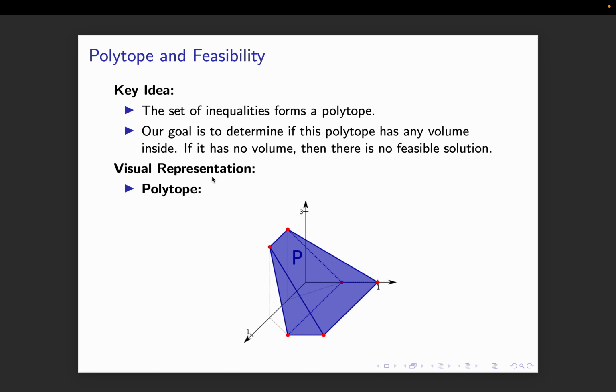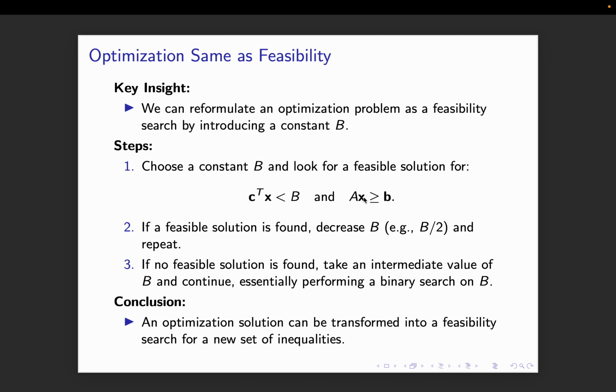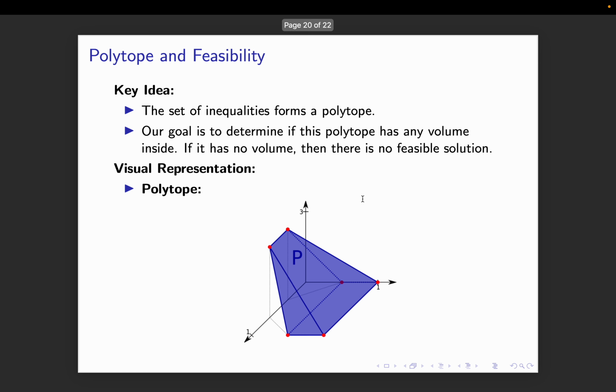A polytope is just a convex figure, a convex linear type figure in higher dimensions, right? So here x is like, let's say, a 1,000 node graph. So that is a 1,000 dimensional search. Our goal is to determine if the polytope has any volume inside. That means if it has any feasible solution. If it has no volume, then there are no points which satisfy all of those constraints. So there are no feasible solutions. This is what a polytope might look like in 3 dimensions, but that's something very general.